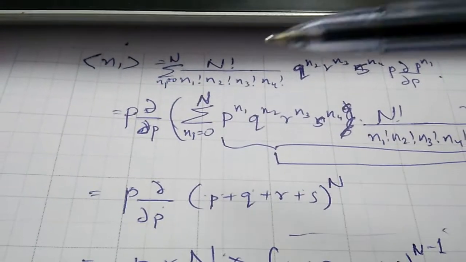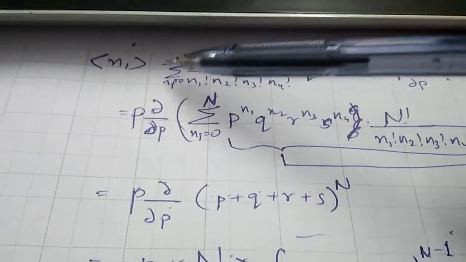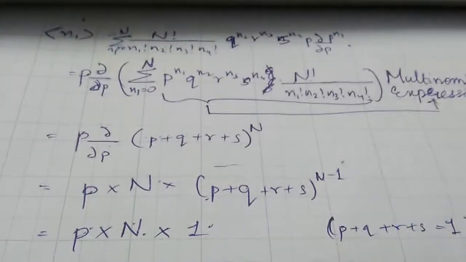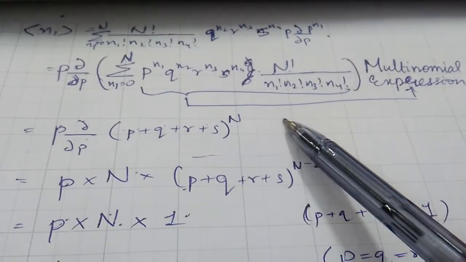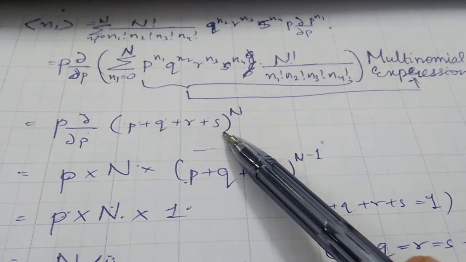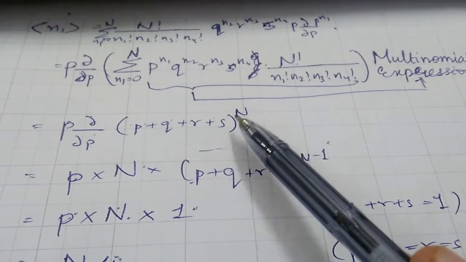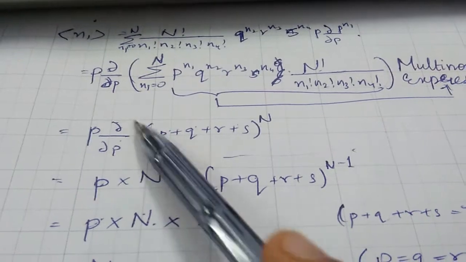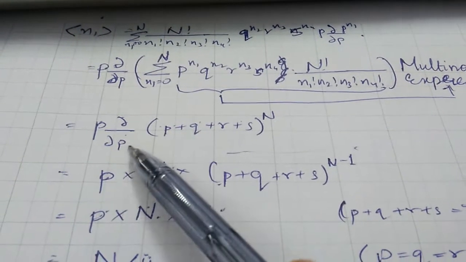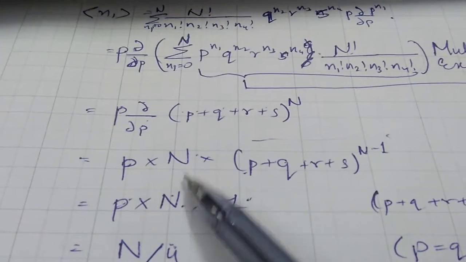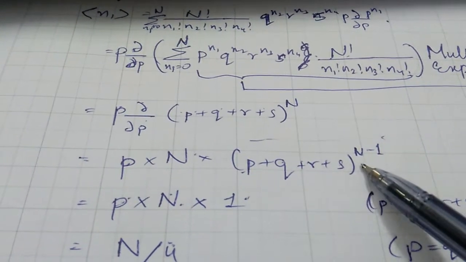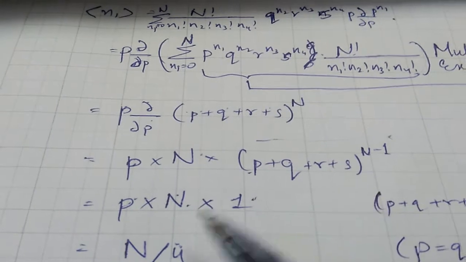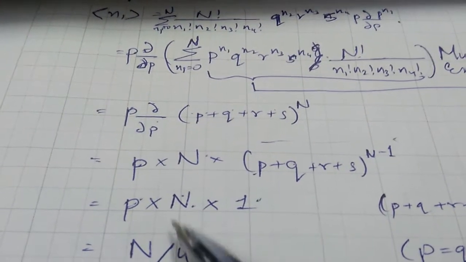P times del by del p, and this summation operator can be interchanged, which gives us a multinomial expansion, which gives us p plus q plus r plus s raised to n, on which this operator is being applied, p times del by del p. This gives us p times n times p plus q plus r plus s raised to n minus 1. Since this is 1 again, it's p cross n cross 1.